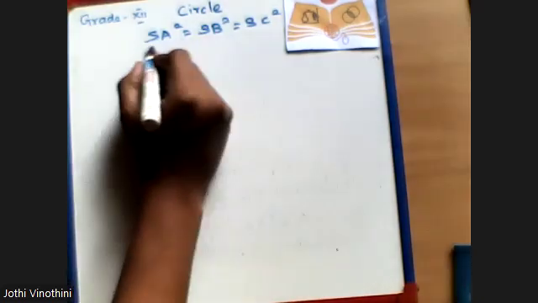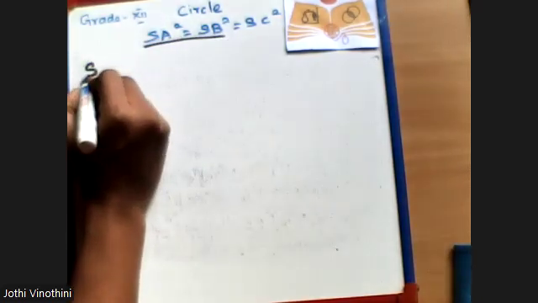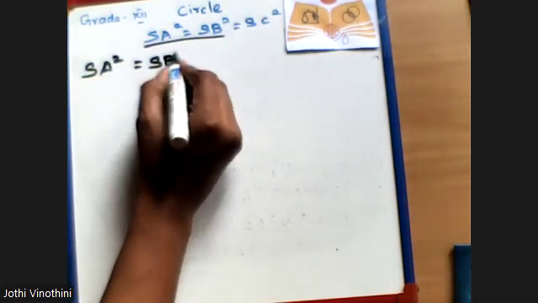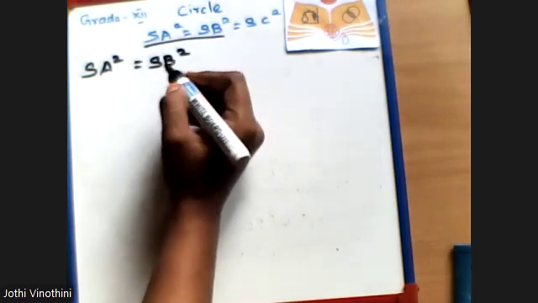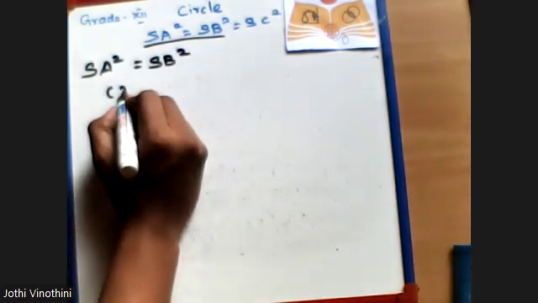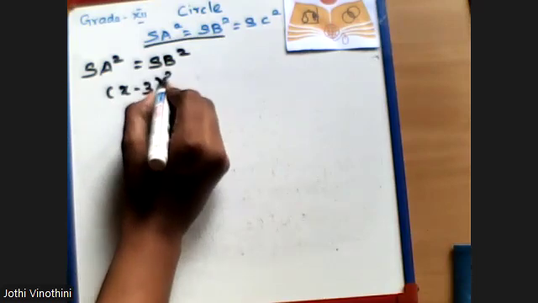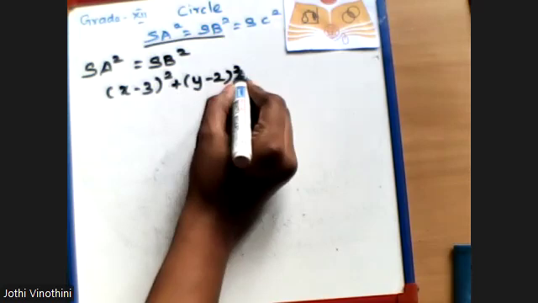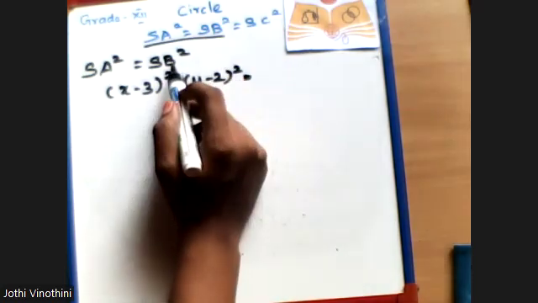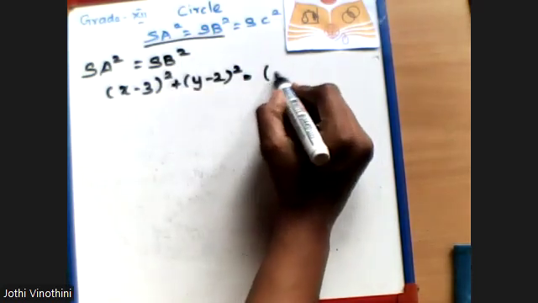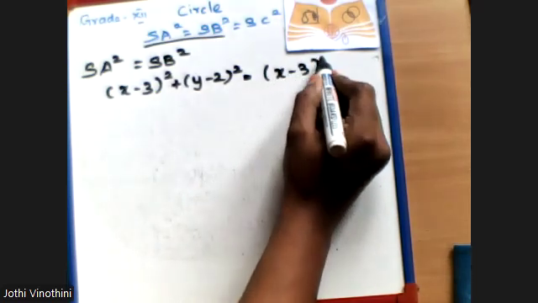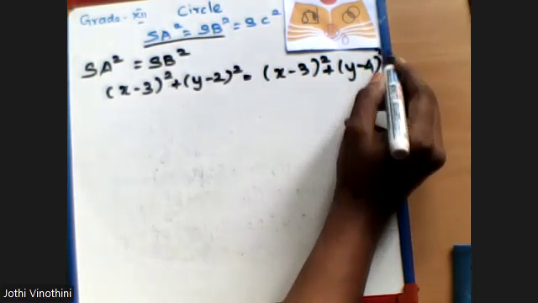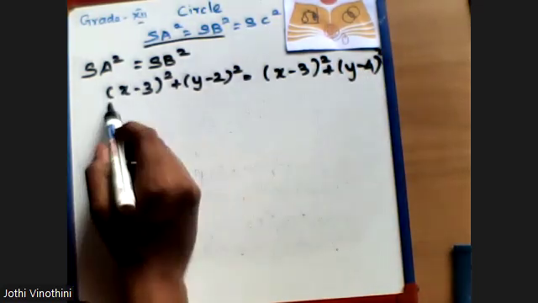Okay. So I'm going to take this part first, which is SA squared equals SB squared. What we have for SA squared is (x minus 3) the whole square plus (y minus 2) the whole square, which equals what we have for SB squared, (x minus 3) the whole square plus (y minus 4) the whole square. Right?